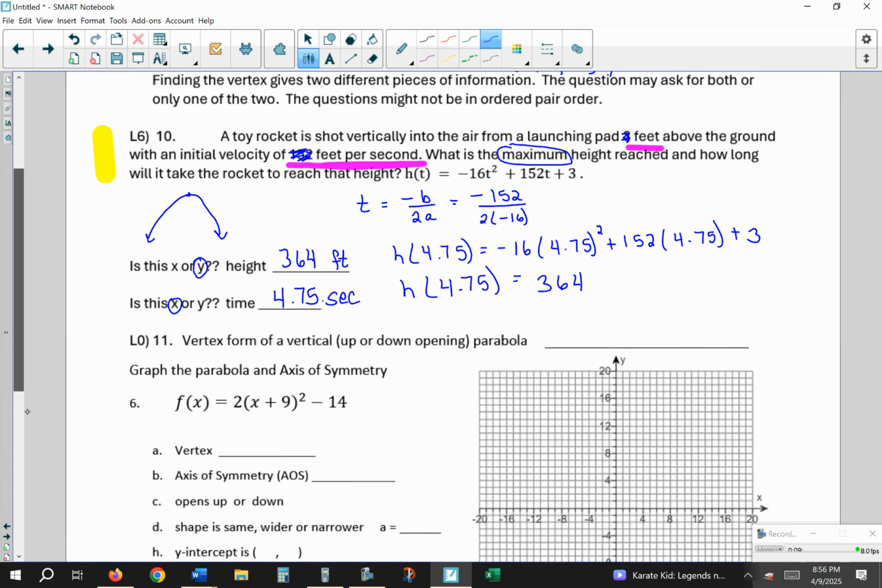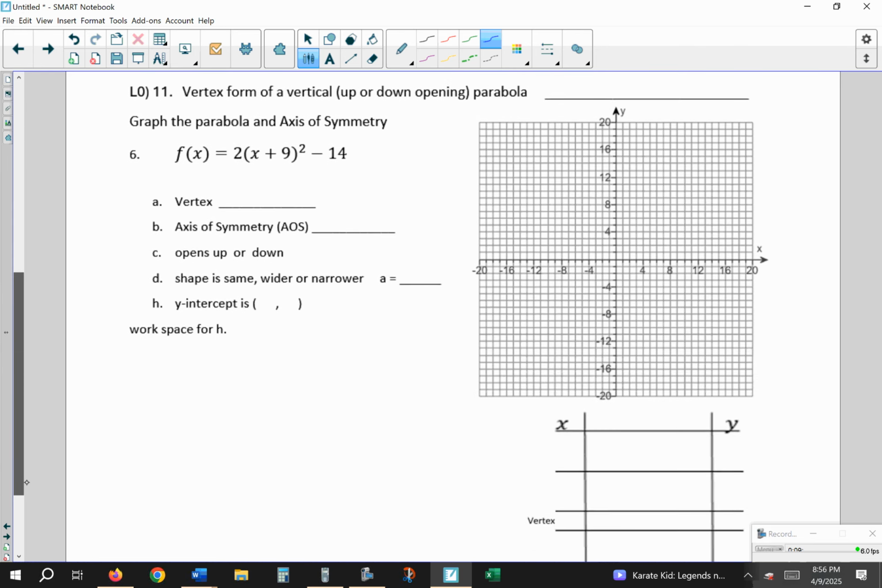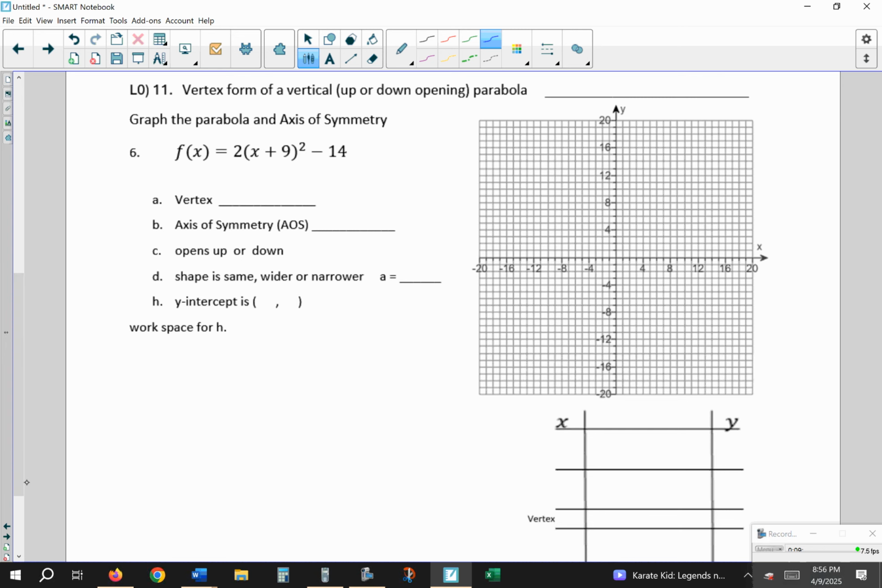All right, let's take a look at our graphing. So vertex form of a vertical parabola, a parabola that opens up or down, we know that that vertex form is either f of x or y equal to a times x minus h quantity squared plus k. Now, we don't need to memorize. I'm not asking you to demonstrate that form. It just helps us when we have to answer our questions.